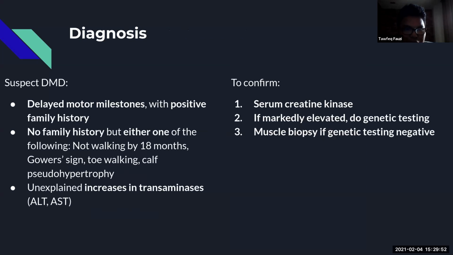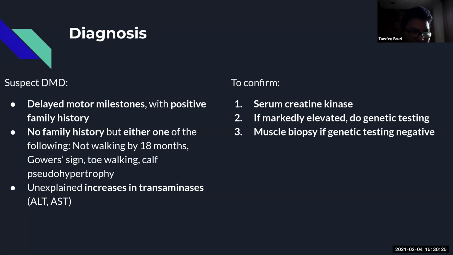So for diagnosis of Duchenne, you should suspect Duchenne in these three situations. The first one is any evidence of delayed motor milestones with positive family history. For example, if the patient is not walking by 18 months and also has positive family history, the mother is a carrier for Duchenne. So you should suspect DMD and proceed with a test to confirm.